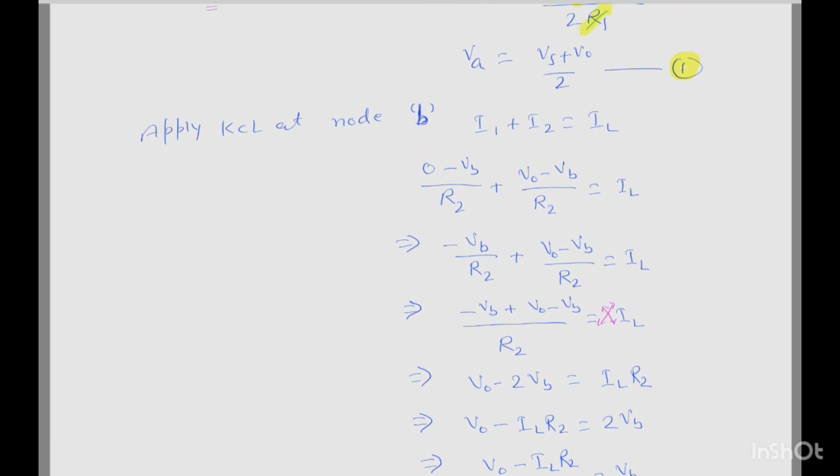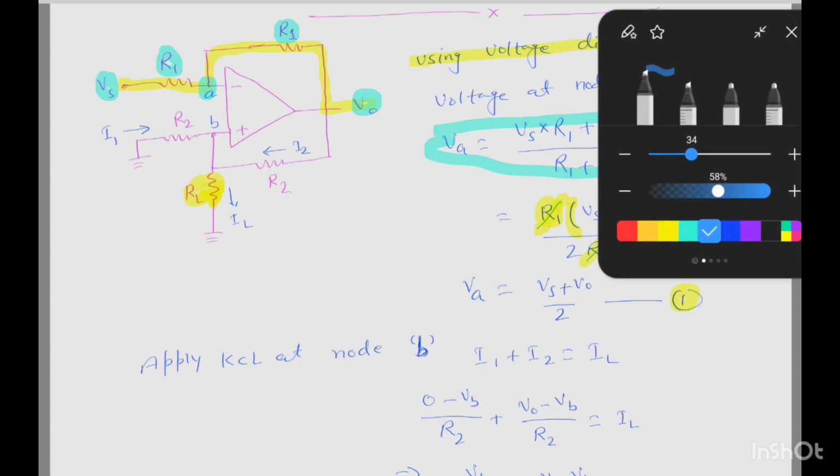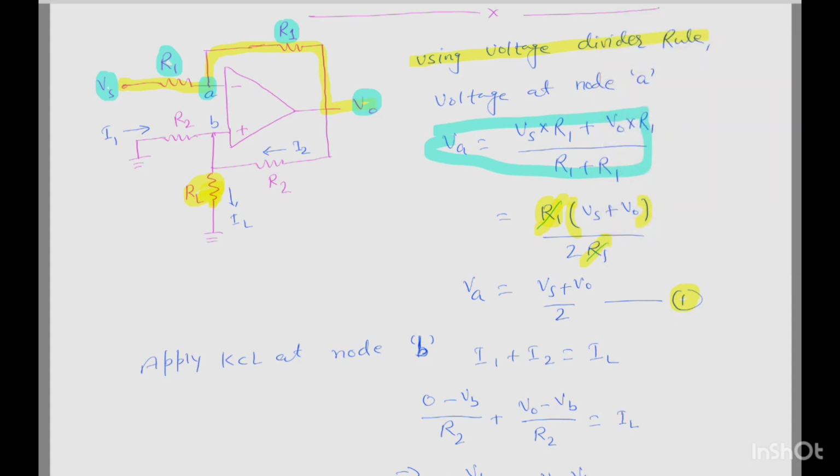Similarly, we apply KCL at node B. This is node B. KCL says the sum of incoming current is equal to the sum of outgoing current. The current I1 is incoming, the current I2 is incoming, and IL is the outgoing current. If there were no outgoing current, the sum of incoming current would be 0. But here the outgoing current is IL, so the sum of incoming current is equal to IL.